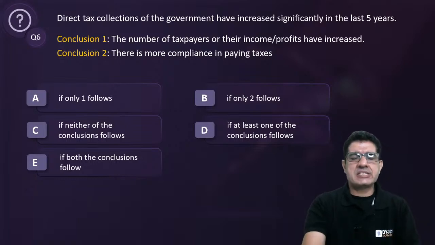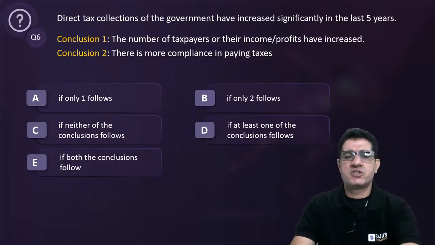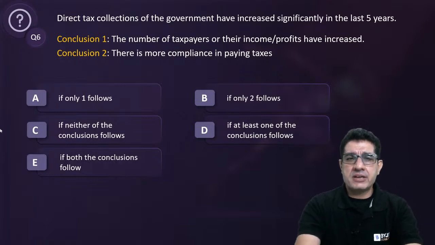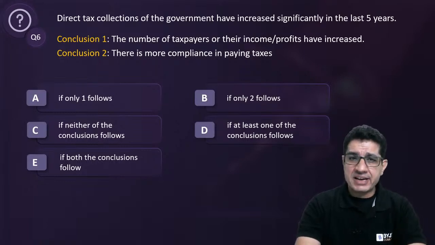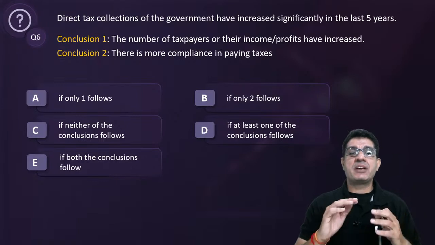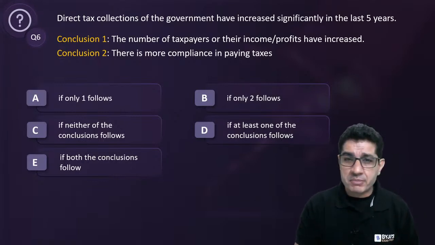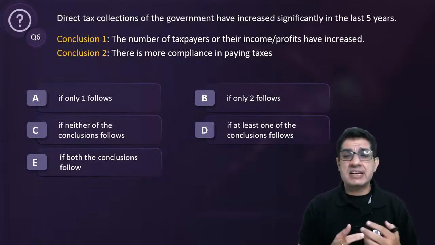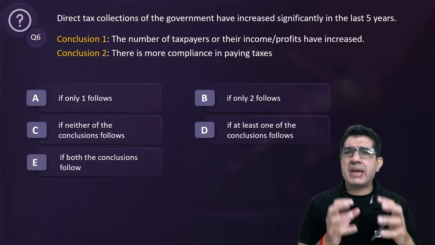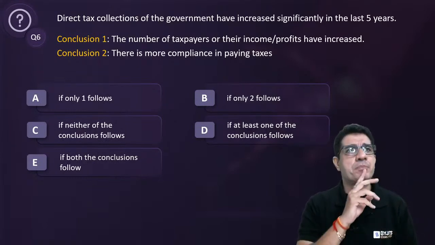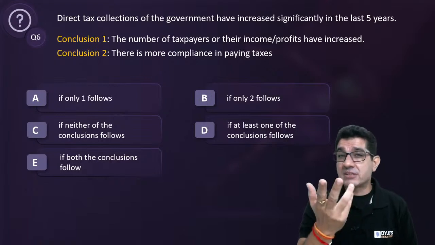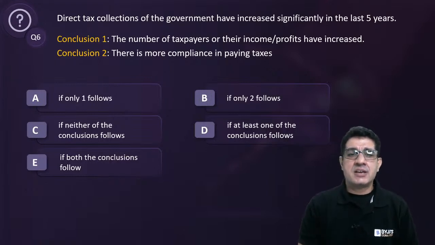Okay, so let us go ahead and check. So first up, it is talking about direct tax collections. So you know that there are direct taxes and there are indirect taxes. Direct taxes are paid directly to the government, and these taxes are levied on a person's income and profits. Okay, so for example, income tax is a direct tax.